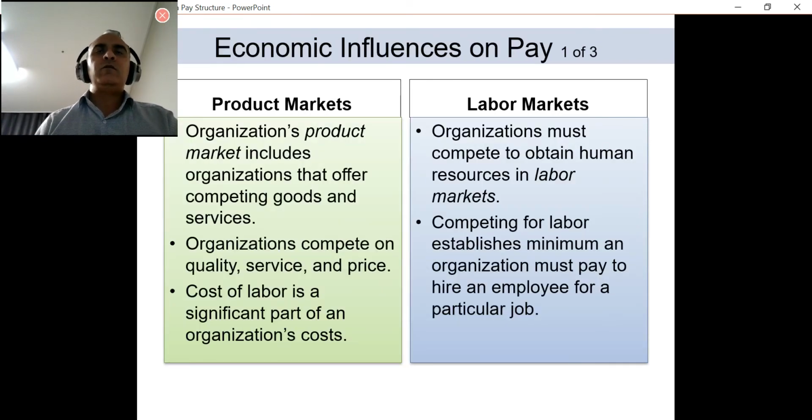So how do we think of the economic influences of pay? First of all, the product market. We will set it based on the company that we have, if there's a similar company with similar products, similar industry, and what is paid around that industry.